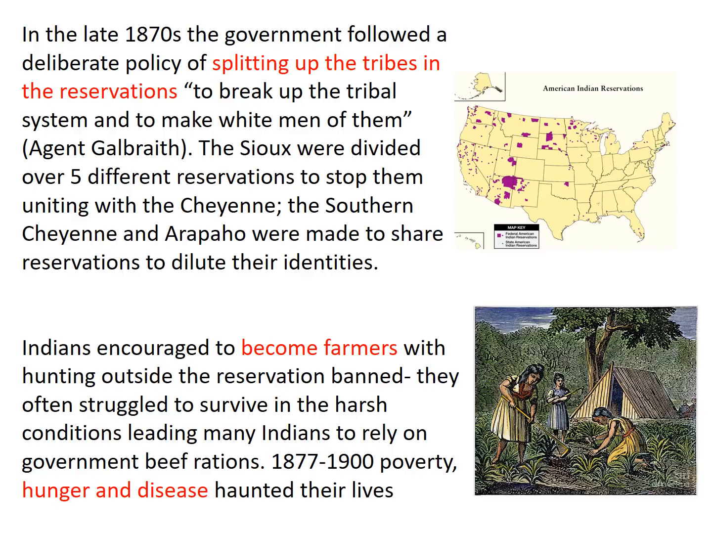The government from the 1870s had a very deliberate policy of splitting up the tribes and the reservations. Quote there from Angie Galbraith, to break up the tribal system to make white men of them. So the Sioux were divided over different reservations. The Southern Cheyenne and the Arapaho were made to share. The Indians are made to become farmers. They're not allowed to hunt outside the reservations, and that leads to many of the Indians relying on government beef rations. Hunger and disease, as a consequence, ravaged their lives.